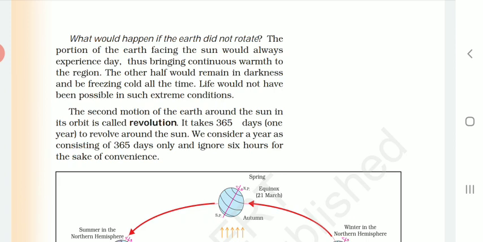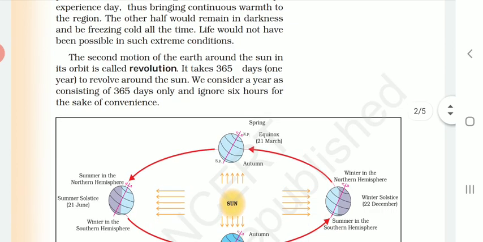The second motion of the earth around the sun, along its orbit, is called revolution. It takes 365 days, or 1 year, to revolve around the sun. We consider a year as consisting of 365 days only and ignore 6 hours for the sake of convenience.